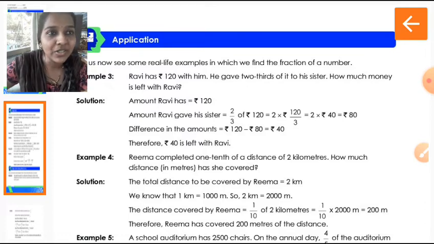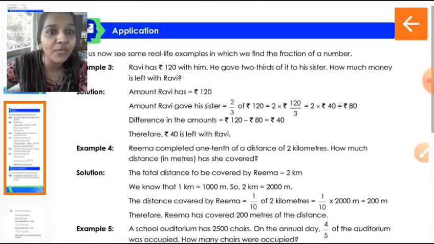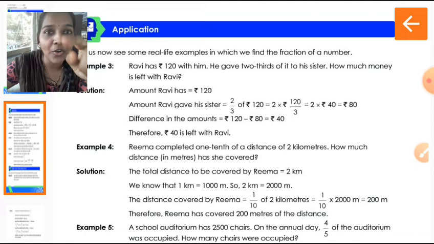Okay, so children, here are the steps. Amount Ravi has is equal to rupees 120. Amount Ravi gave his sister is 2/3 of 120, that is 2 by 3 of rupees 120, which is equal to, the 'of' symbol shows multiplication, isn't it? Yes. So 2 into rupees 120 by 3. Now you can divide 120 by 3 and you will get 40. After that you can simplify by multiplying 40 with 2. You will get the answer rupees 80.